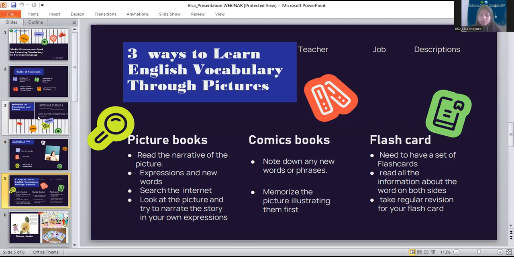You can pick the one that you find suitable for your English level. So, how to learn English vocabulary through picture books: read the narrative of the picture, and then learn the expressions and new words from the narrative. If you notice any object in the picture that you don't know the English name for, search the internet for it. Look at the picture and try to narrate the story in your own expression.